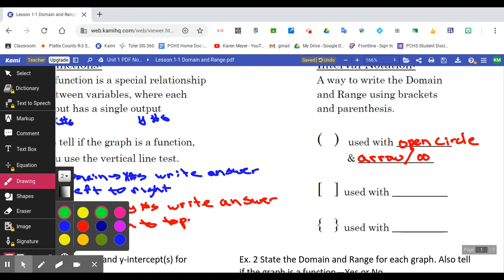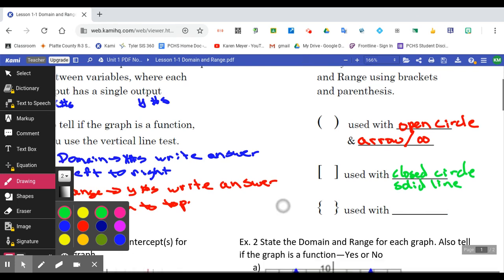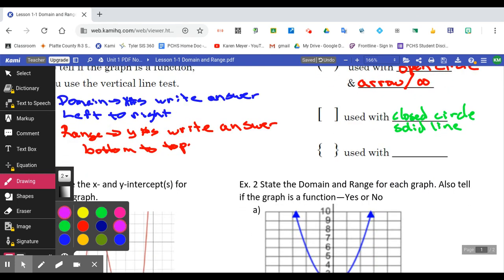Brackets. Brackets are going to be used if you have a closed circle, or if you have a solid line that it's going to hit. And then the last type we have, I call these braces. And braces are going to be used if there's just a point on the graph, or if you have a vertical or horizontal line.